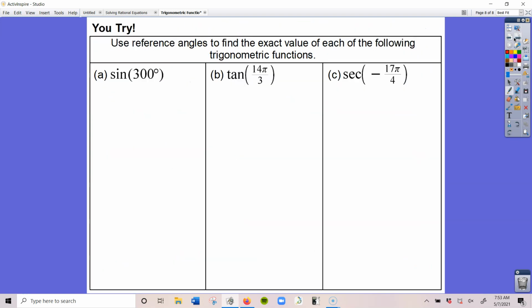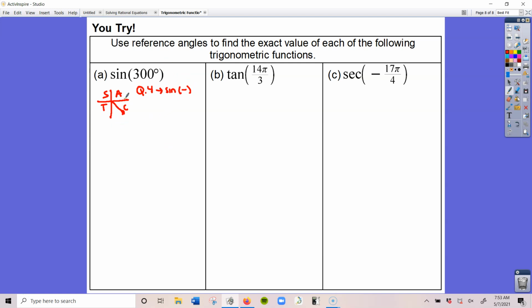Okay, so now let's put this all together. Let's start off here with the sine of 300 degrees. First we need to figure out what quadrant this is in. 300 degrees is somewhere over here in quadrant 4, since it's more than 270 but less than 360. And we know that in quadrant 4, only cosine and secant are positive. That means that sine is negative. So we already know that our final answer here will be a negative value.